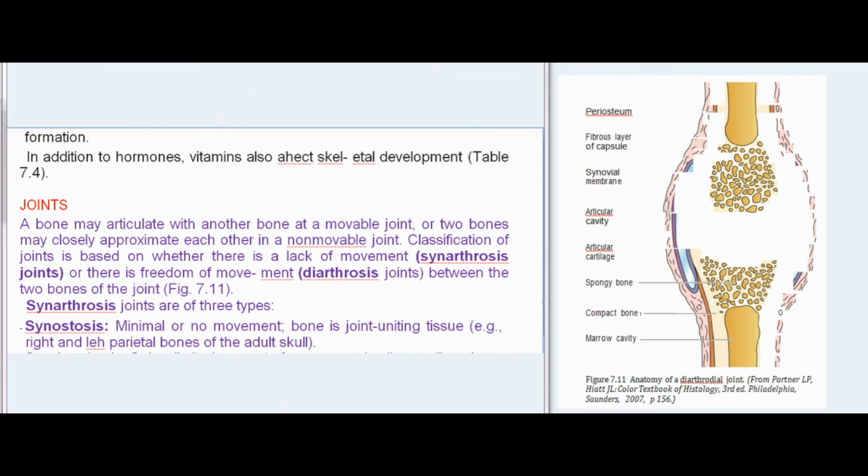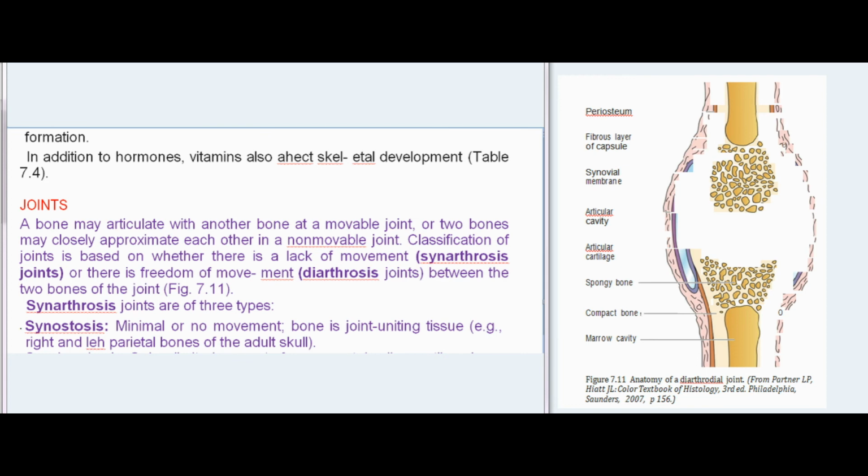In addition to hormones, vitamins also aid skeletal development, Table 7.4. Joints. A bone may articulate with another bone at a movable joint, or two bones may closely approximate each other in a non-movable joint. Classification of joints is based on whether there is a lack of movement, synarthrosis joints, or there is freedom of movement, diarthrosis joints, between the two bones of the joint, Fig 7.11.